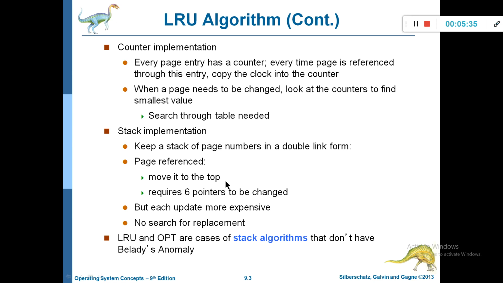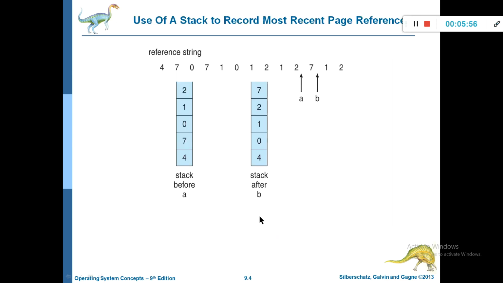So whenever you are going to replace a page, there is a need for 6 pointers to be changed. But each update is more expensive. No search for the replacement. So we are going to avoid the time of searching for the page that is at the bottom of the stack. So this is the way we are going to implement the stack, and this is one example they have given here, of how we are going to use a stack to record the most recent page references.